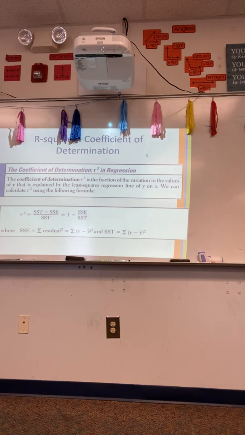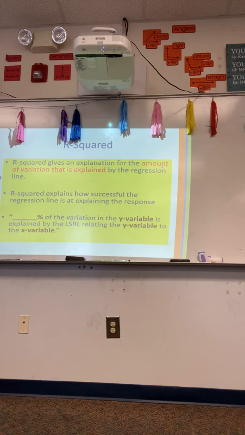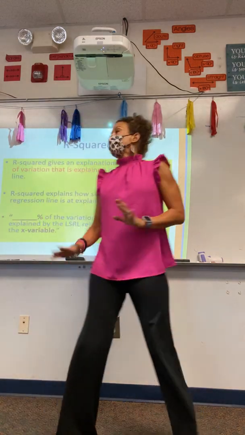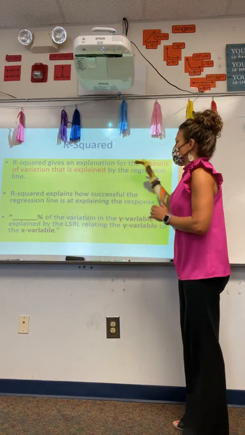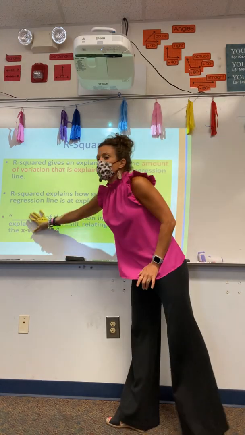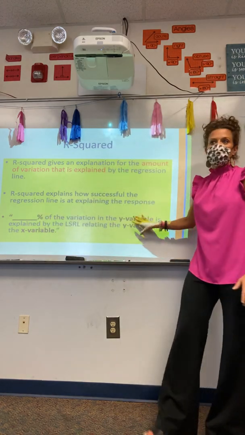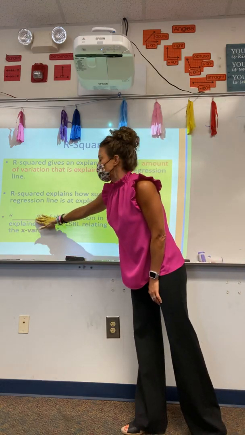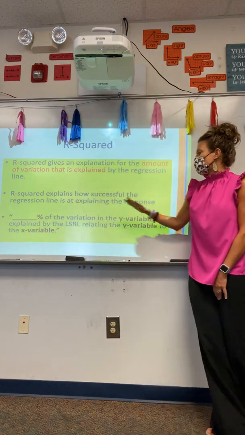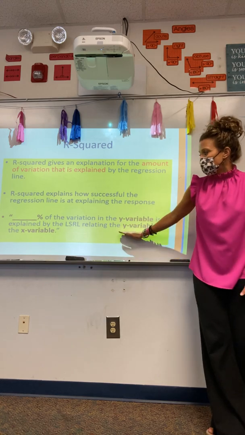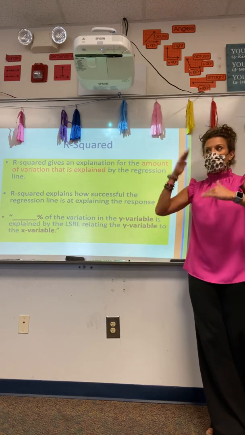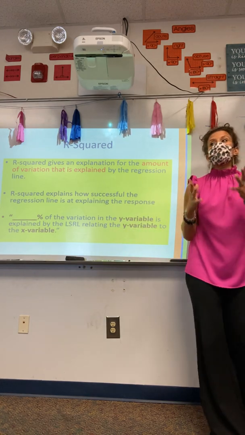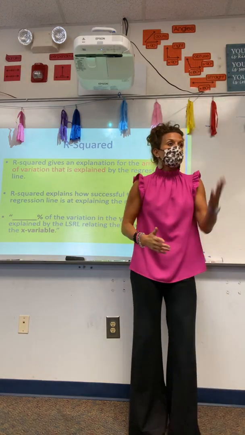But I'm going to give you an example of what R squared is, okay? It is the amount of variation that is explained by your regression line. Here is your Mad Lib sentence. We will write it on our cheat sheet in a second, okay? It's going to give you a percentage. R squared is a percentage of the variation in the Y that is explained by the regression line that relates Y to X. How much does your line explain the relationship between X and Y?